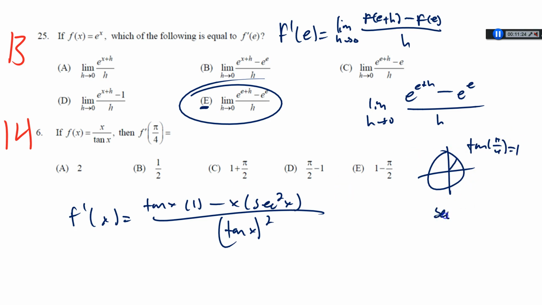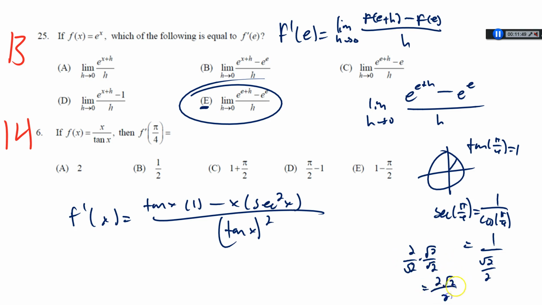And secant of pi over 4, that would be 1 over cosine of pi over 4. Cosine of pi over 4 is root 2 over 2. So this is 1 over root 2 over 2. Multiplied by the reciprocal, it's 2 over root 2. Rationalize, multiply by root 2, that gives us 2 root 2 over 2, which is root 2. All right, so we've got our tangent value, and our secant value is root 2.